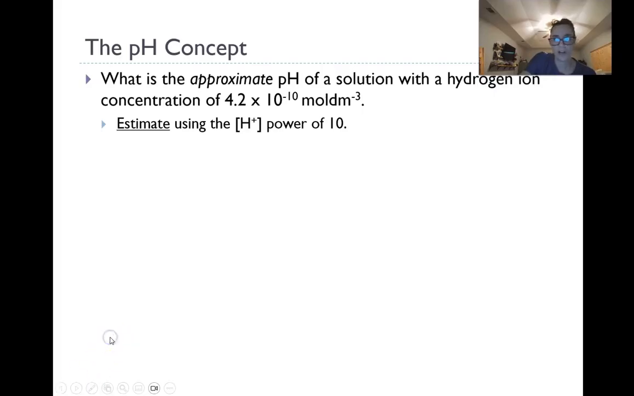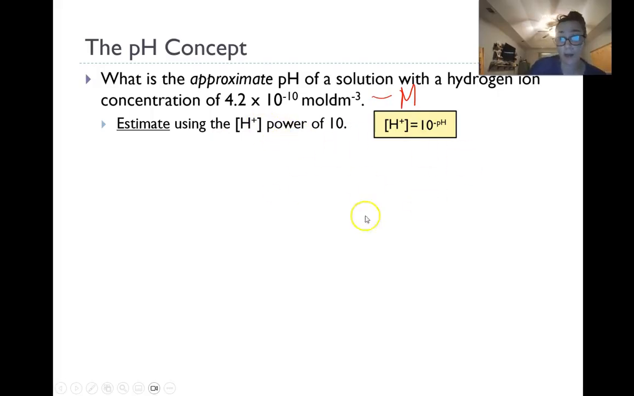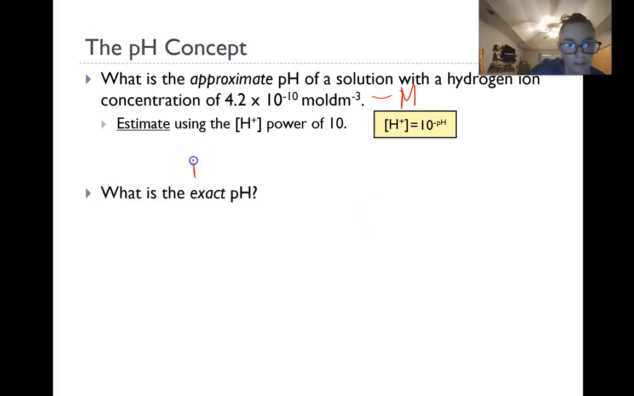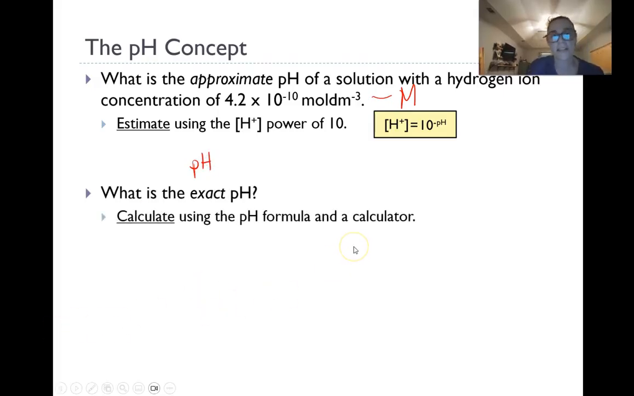So if the hydrogen ion concentration is 4.2 times 10 to the negative 10th molar, remember moles per decimeter cubed, that's the same as molar or moles per liter. We can estimate the pH using the hydrogen ion concentration and the power of 10, the logarithmic scale, okay? So let's estimate first. So we have 10 to the negative 10th. So that tells me the pH is probably around 10, right?